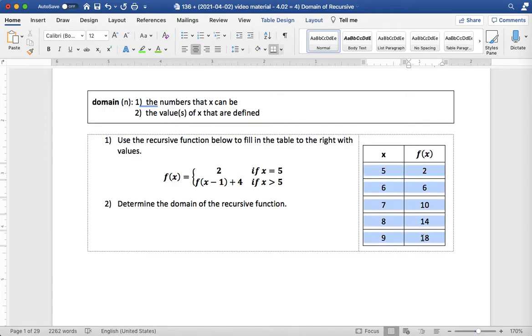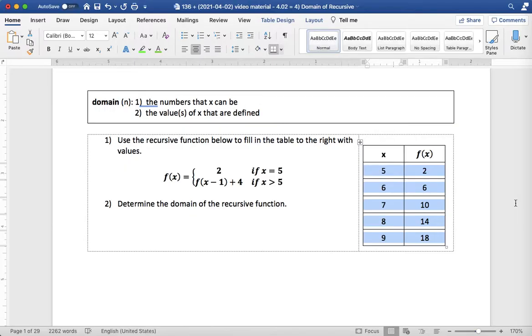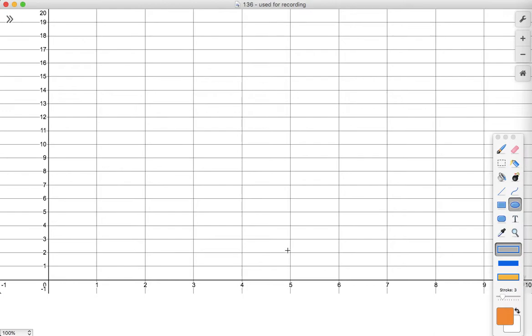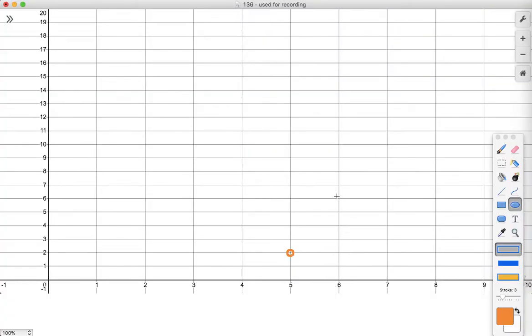Well, before I do that, let's put this onto an xy coordinate plane. So 5, 2 is right here. Okay. Then you have 6, 6, 7, 10, 8, 14, 9, 18. Cool.